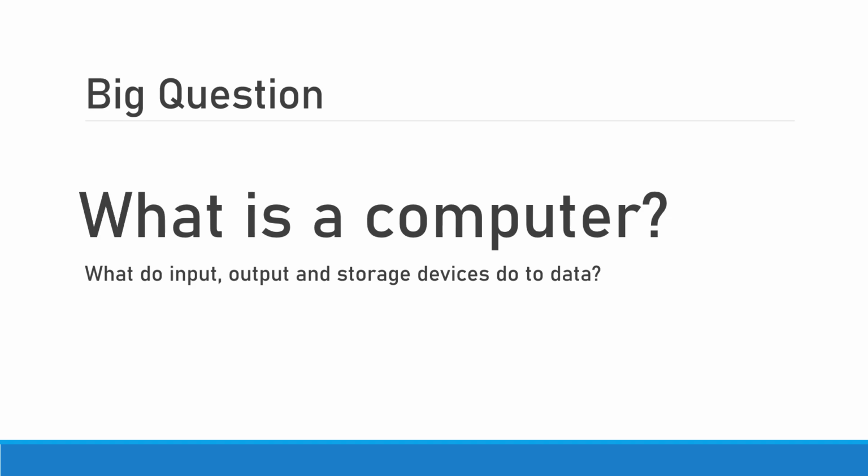computer, how output devices like monitors and printers receive data and turn it into something we can see or hear, and how storage devices like hard drives and USB sticks keep that data safe for later. This knowledge will give us a deeper understanding of how a computer handles data and why each of these devices plays an important role in helping computers function properly.